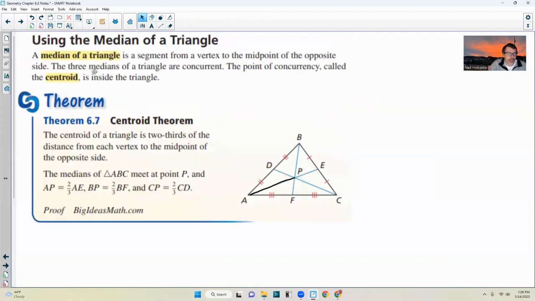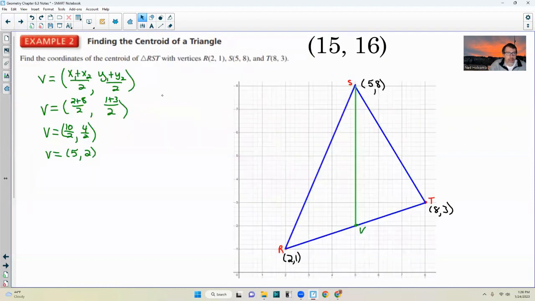Okay, let me go back. These are new definitions. The median of a triangle is a segment from the vertex to the midpoint of the opposite side. So that is a median. Okay, this is a median. We know the centroid because it says find the coordinates of the centroid. So let me highlight that. What are we trying to do? We're trying to find the coordinates of the centroid.